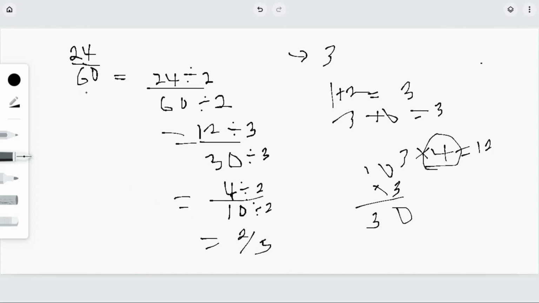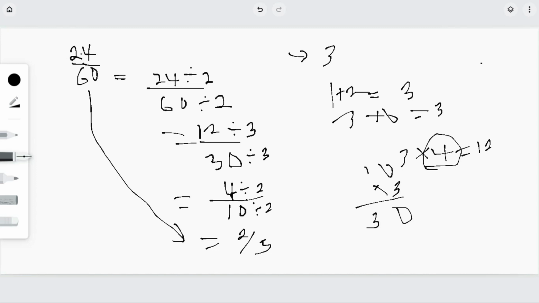That means you can see all the work now. We are reducing the fraction to lowest term using the divisibility method, the dividing method. You understand? So we check what number can go into 24, and at the same time that number must go into the denominator, 60. Earlier we saw that 2 can go into 24 and 2 can go into 60, so we use 2.